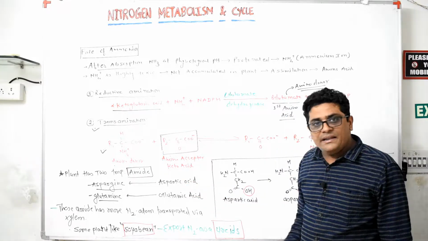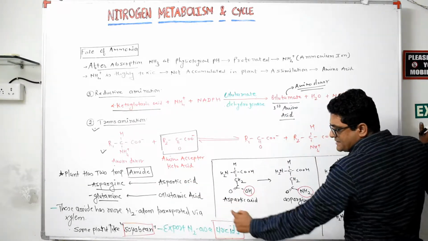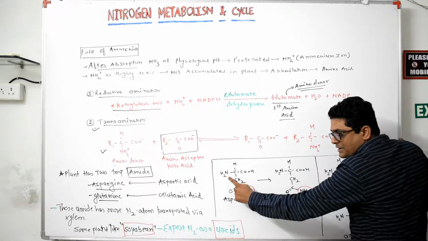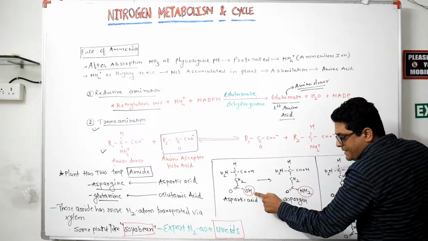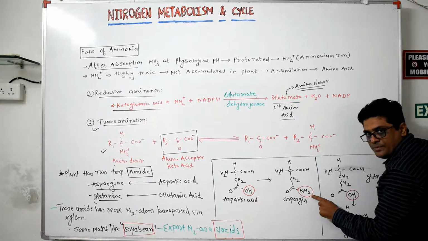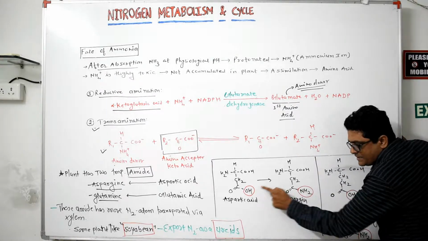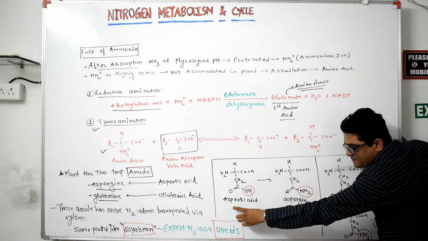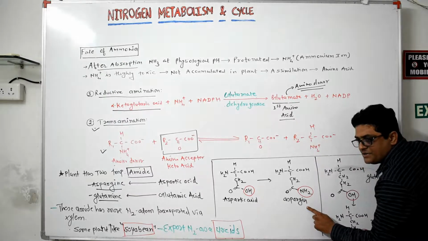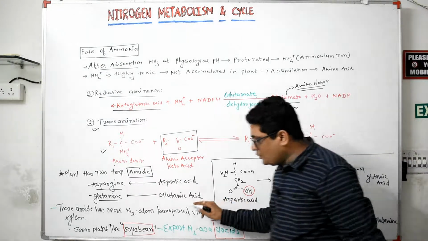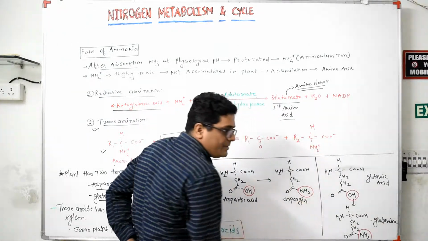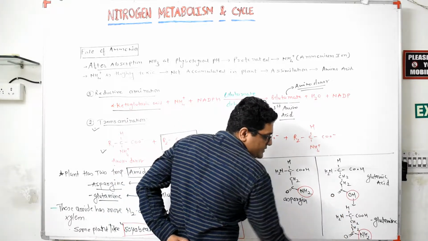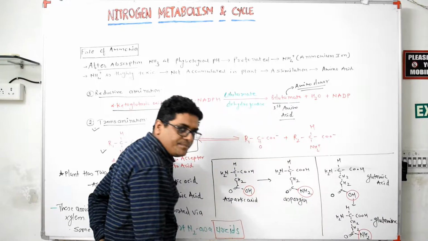The structure of aspartic acid is this. It has a hydroxyl group and one amino group. This hydroxyl group is replaced with another amino group, and this aspartic acid is converted into asparagine. Similarly, this is the structure of glutamic acid, which has a hydroxyl group. This hydroxyl group is replaced with the amino group and it forms glutamine.